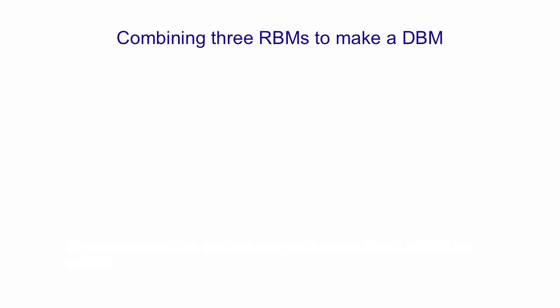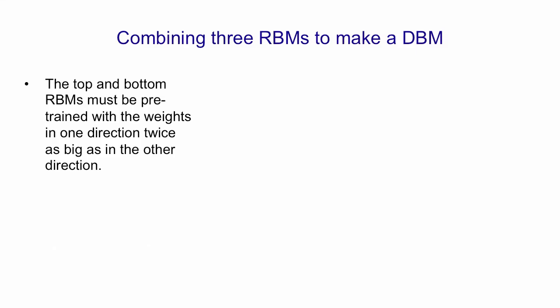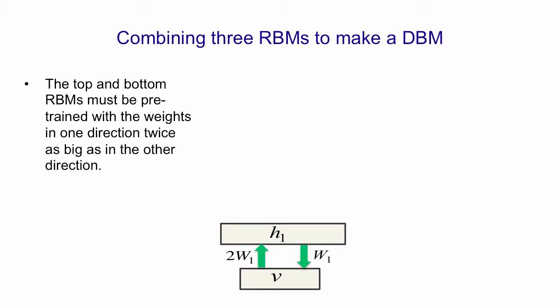machine. The trick is that the top and the bottom restricted Boltzmann machines in the stack have to be trained with weights that are twice as big in one direction as the other. So the bottom Boltzmann machine that looks at the visible units is trained with the bottom-up weights being twice as big as the top-down weights. Apart from that, the weights are symmetrical, so this is what I call scale symmetrical. But the bottom-up weights are always twice as big as their top-down counterparts.